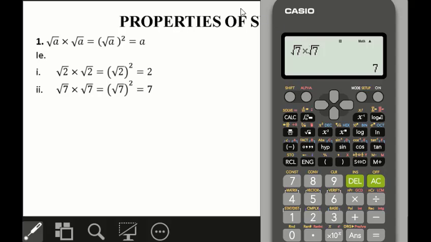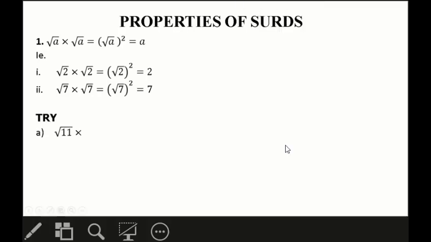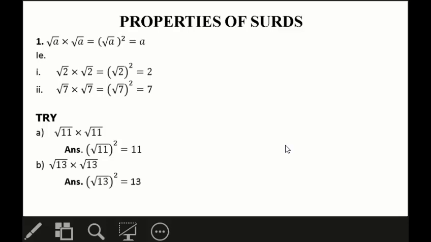Is it okay? Good. So let's try a sample. We have the root of 11 times the root of 11. So you try this and you tell me the answer. That will give you the root of 11 all squared, which is equal to 11, right? Good. Let's look at the second one, which is the root of 13 times the root of 13. Did you get the root of 13 squared, and the final answer being equal to 13? Excellent. That is very good of you.